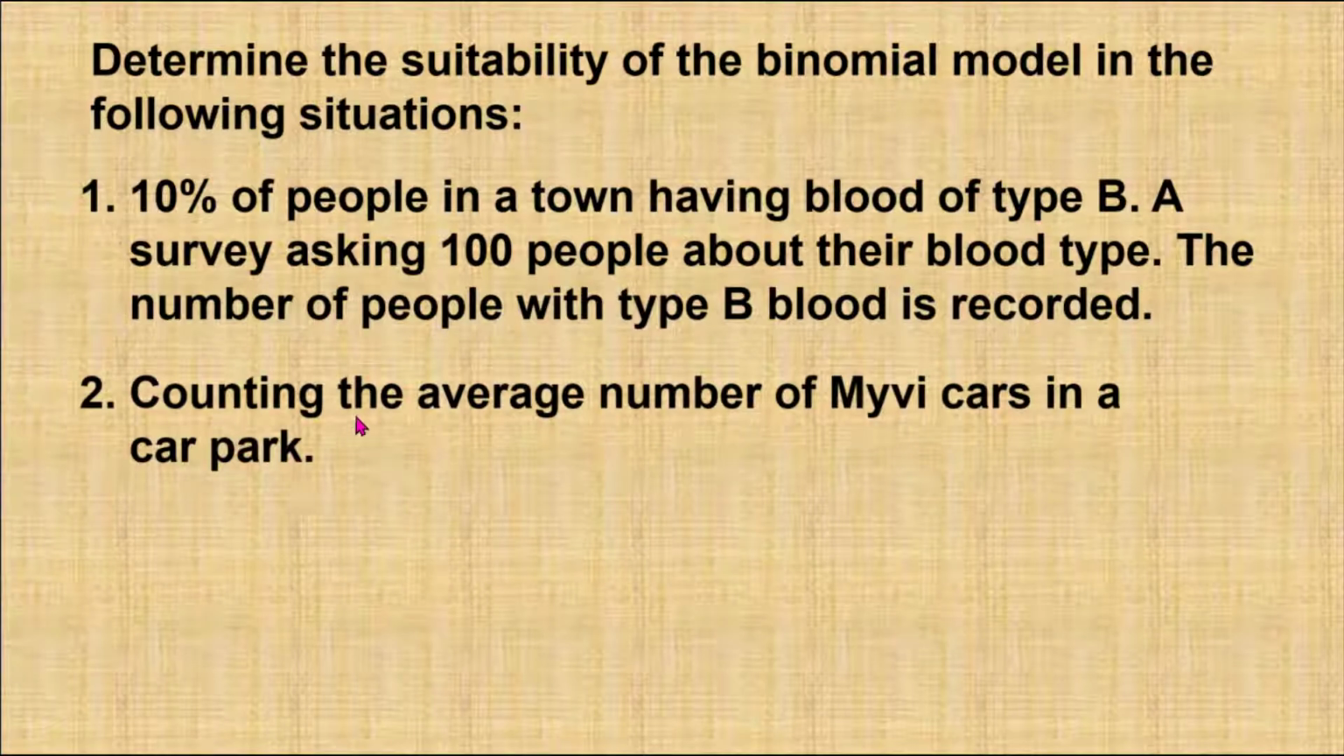Number 2. Counting the average number of MyVi cars in a car park. For this situation, since we do not know how many MyVi cars are in the car park, the number of observations is not a fixed number, and the outcome may be 1, maybe 2, or 3, or 4, so the possible outcomes are more than 2. Therefore, this situation is not suitable to be modeled as binomial.